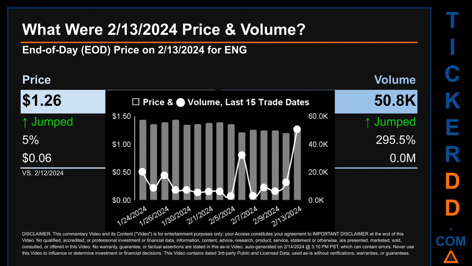Across a range of 24 cents, the max and minimum end-of-day price were respectively 1.44 and 1.2. Volume saw a range of 47.7 thousand, from a day low of 3.1 thousand to a day high of 50.8 thousand.